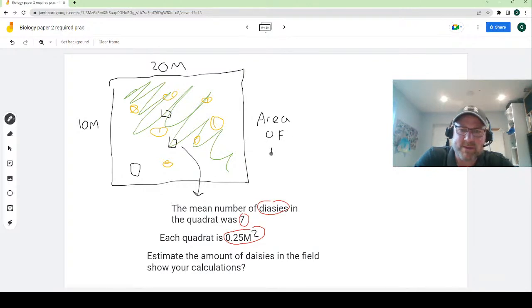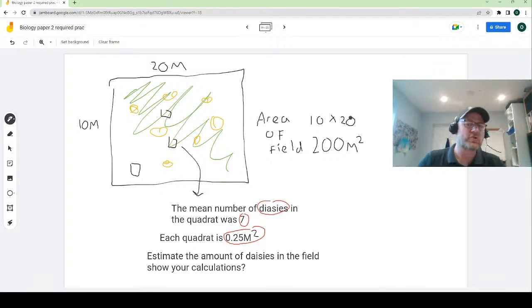What's the next step, guys? We know there's 7 daisies in a quadrat, and 1 quadrat is 0.25 meters. Well, if the area of the field is 10 times 20, that's 200 meters squared. Our field is 200 meters squared. How many quadrats can we fit in the 200 meters? 200 divided by 0.25 times 7. Absolutely. Well done.